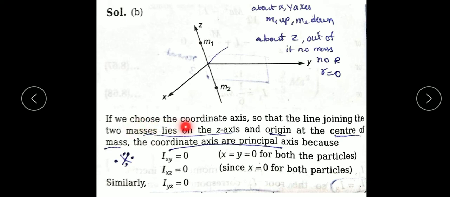First of all, we need to choose a coordinate axis for this problem. In order to find the moment of inertia we need to consider axes such that the line joining the two masses lies on the z-axis. We have to choose an origin at the center of mass point. So we need to choose the coordinate axes in such a way that m1 and m2 are connected by a rod of length a.